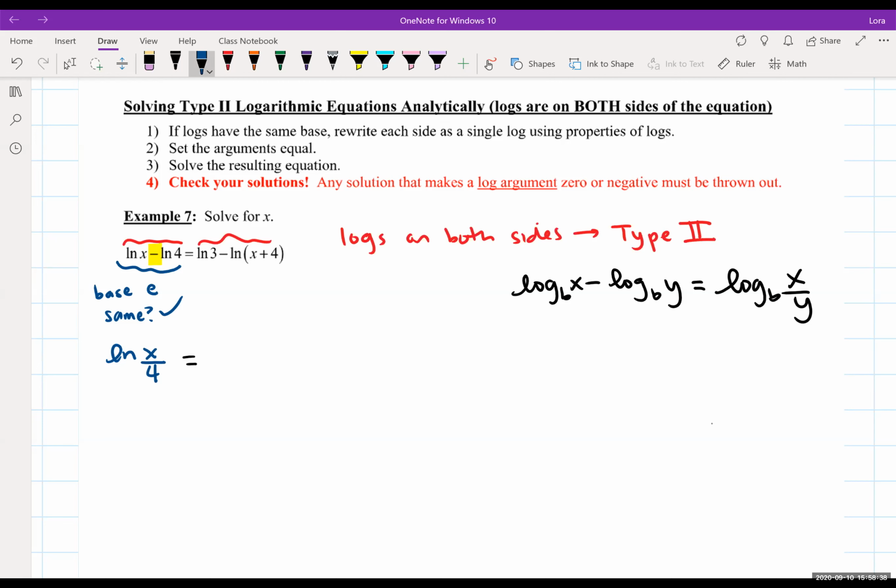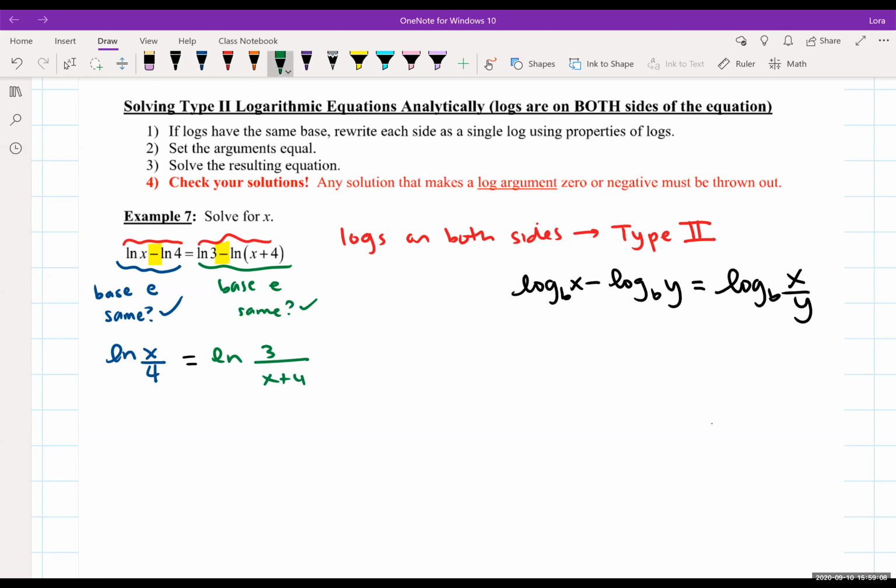Now on the right-hand side, double check. The base for both of them is e, and it's the same. Yes, it is. So again, we have a subtraction of two logs, so it's the same idea. We are going to rewrite this as a single log. The 3 would be in the numerator and the x plus 4 would be in the denominator. I really don't need parentheses. I'll keep that there.